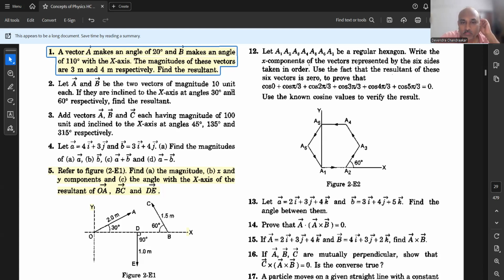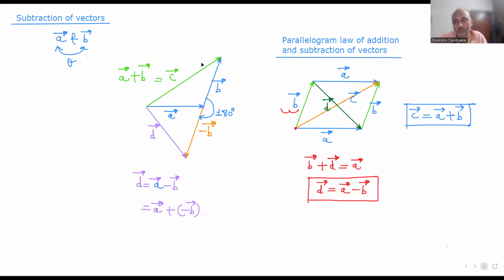First, you have to write the vectors as a sum of its components, right? So 2, 1, and 1.5, 30, 90, 60. So the question is, so let's do this one. So this is X and Y axis. Okay.